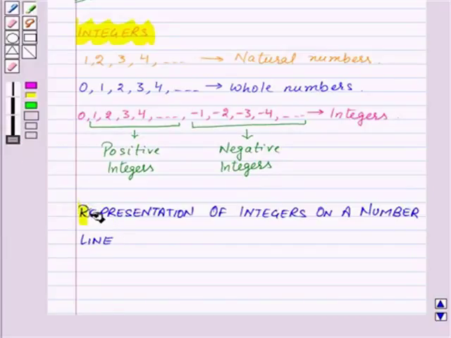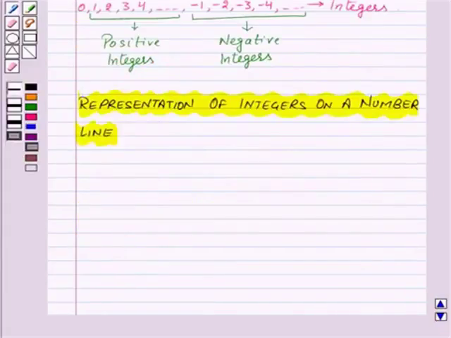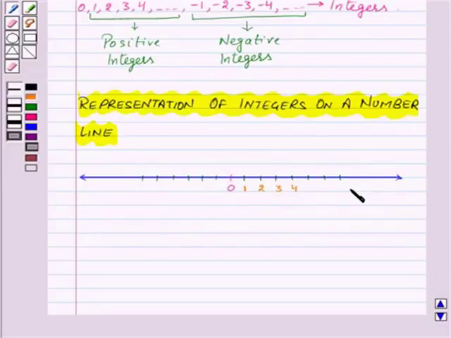Now our next topic is representation of integers on a number line. First of all, let us draw a line. Now mark a point 0 on it. Also mark some points an equal distance on both sides of 0. Like this. Now points to the right of 0 are positive integers and are marked as +1, +2, +3 and so on, or simply 1, 2, 3, 4 and so on. And the points on the left of 0 are negative integers and are marked as -1, -2, -3, -4 and so on.